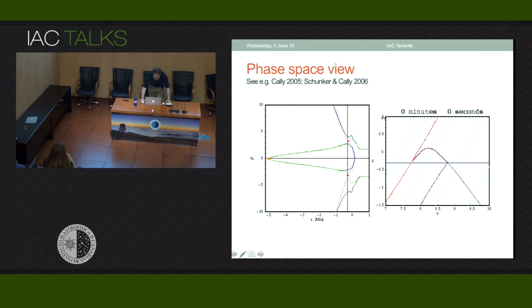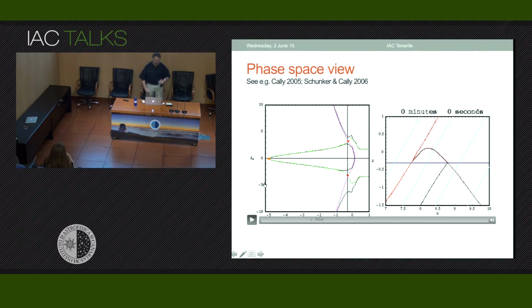All right, let me give you another view of this. So this picture on the right is what we've just seen. This picture on the left is exactly the same thing, but in phase space. So this is Z, that's the height here, and this is KZ, which is the vertical wave number. And the vertical line is the A equals C layer. So in other words, we should expect things to happen when we get to this layer.